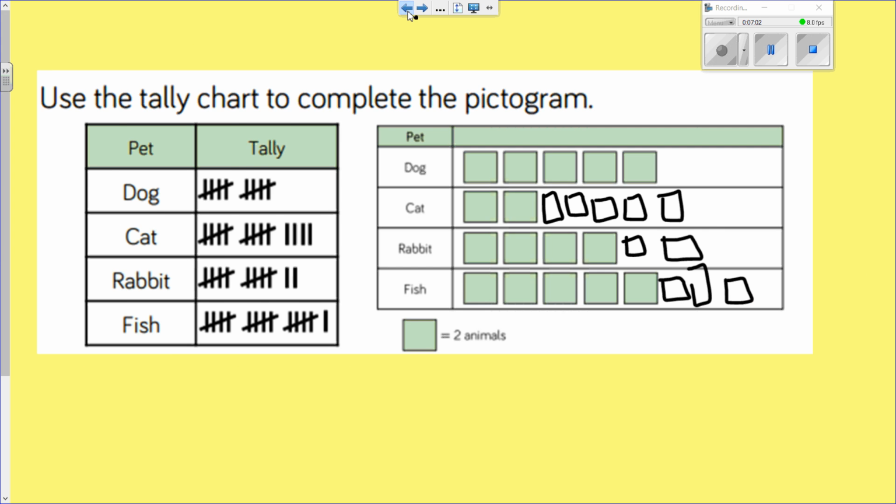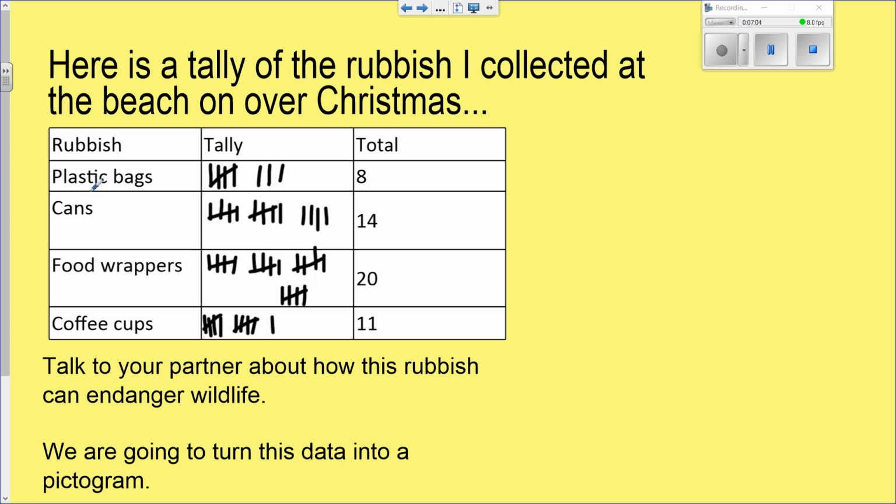So to finish with then, I will leave this as our last slide, and you're going to try and create it into some sort of pictogram. So hopefully we'll have some examples, and please email if you're unsure of anything, okay? Have fun having a go at doing this.